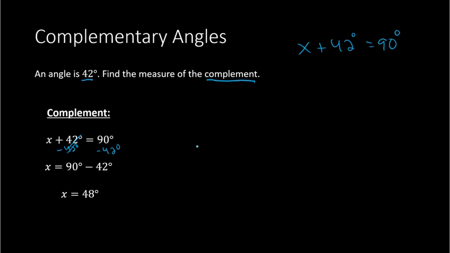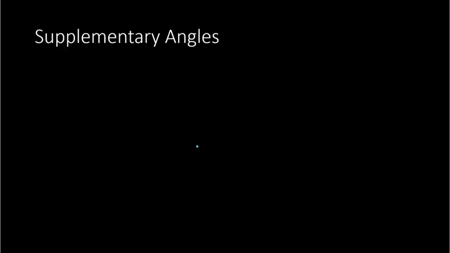Next, we're going to talk about supplementary angles. The definition of supplementary angles is two angles that add up to 180 degrees. So it's the same idea as complementary angles, except here we have angles adding to 180, not to 90.